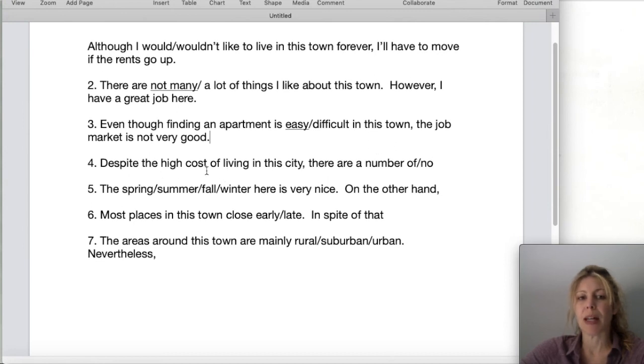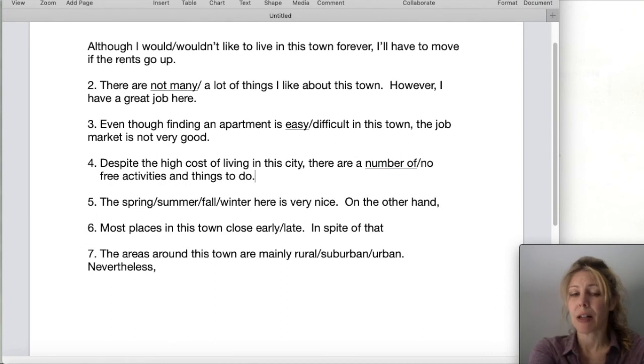How about this one? Despite the high cost of living in this city, comma, there are a number of, or there are no. Okay, let's pick a number of. So you could say, despite the high cost of living in this city, there are a number of free activities and things to do. You just have to look for them. Free concerts, family activities, whatever.